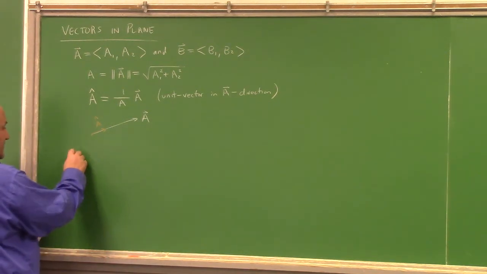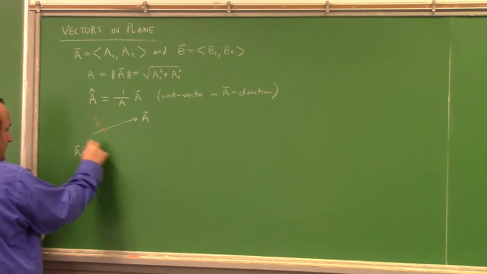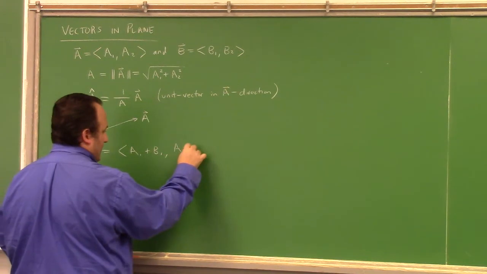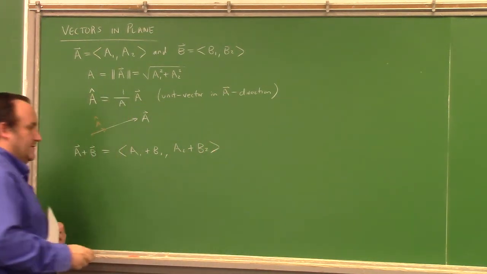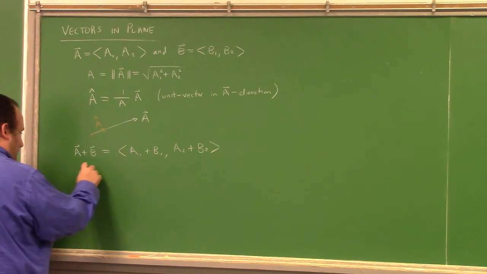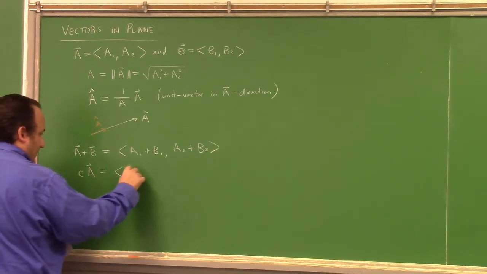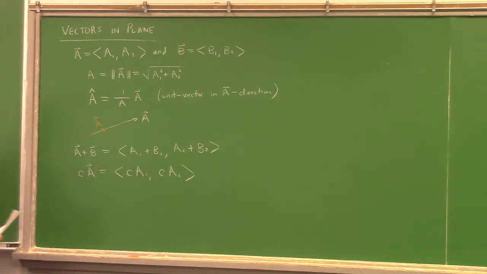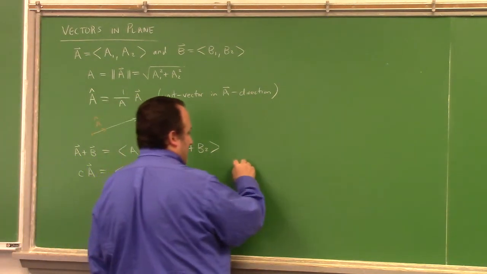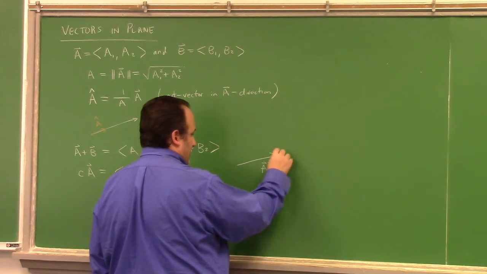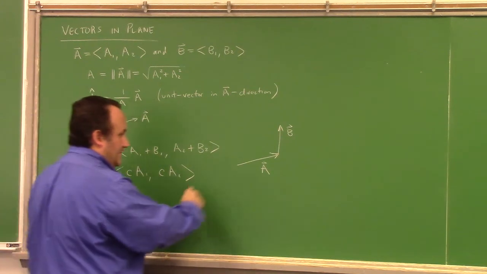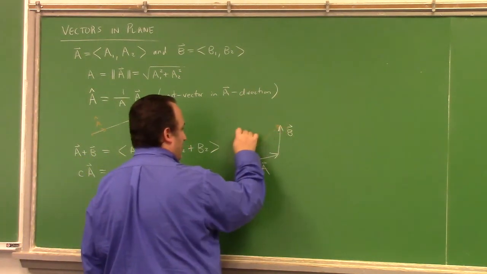Now we also defined A plus B, which was A1 plus B1, A2 plus B2. And we defined a constant times A, a scalar multiple of A, as CA1, CA2. And I would remind you, geometrically, if this is A and this is B, if we draw them tip to tail, then A plus B is over here.